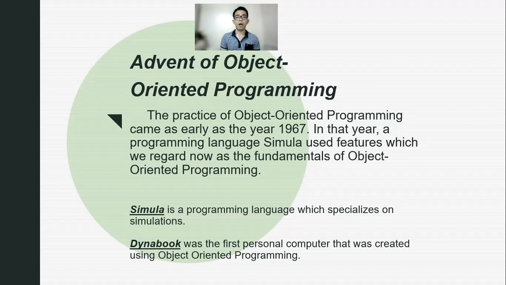Next we have the Dynabook. Dynabook was the first personal computer that was created using object-oriented programming, and Smalltalk was the object-oriented programming language built specifically for Dynabook. Since then, object-oriented programming became popular. This gave birth to C++ as a programming language that supports object-oriented programming.